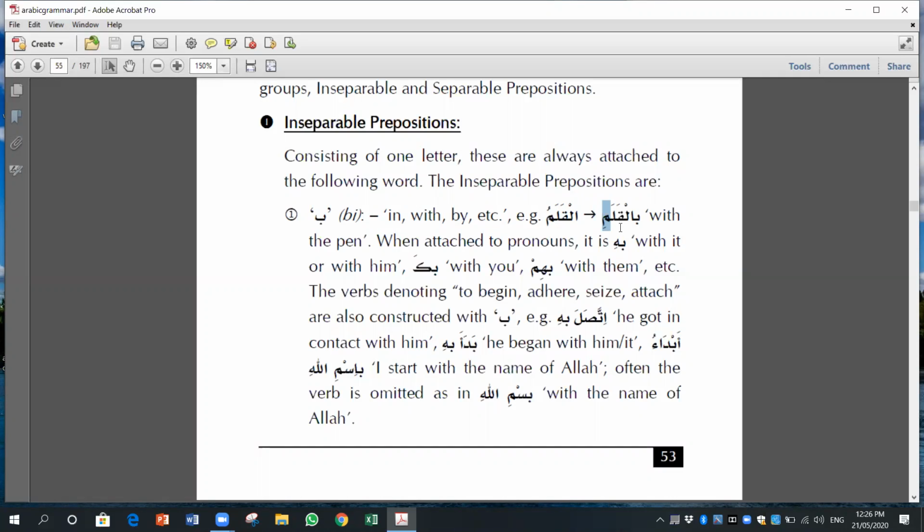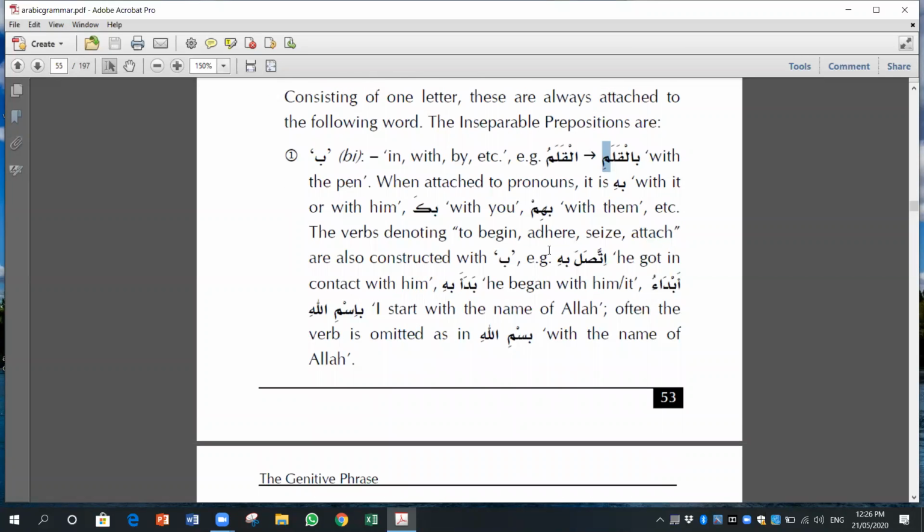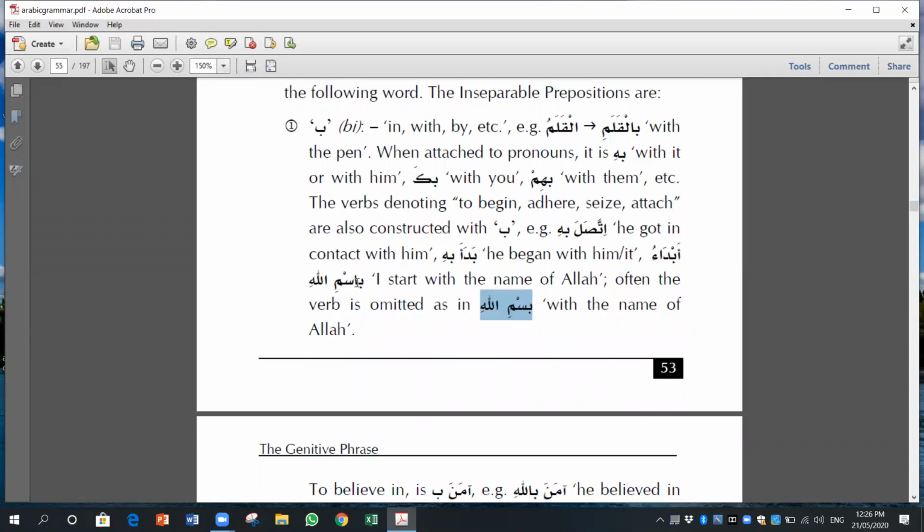Bil qalamu, it can't be possible. Bil qalama, it can't be possible. Bil qalami, this is correct. So this is only for nouns. These letters come only with nouns, not with verbs. Just make sure that these only come with nouns. The example is given, Bismillahi, with the name of Allah or in the name of Allah. And when we have to join it, this was actually ism, so we don't pronounce alif, we say Bismillahi.